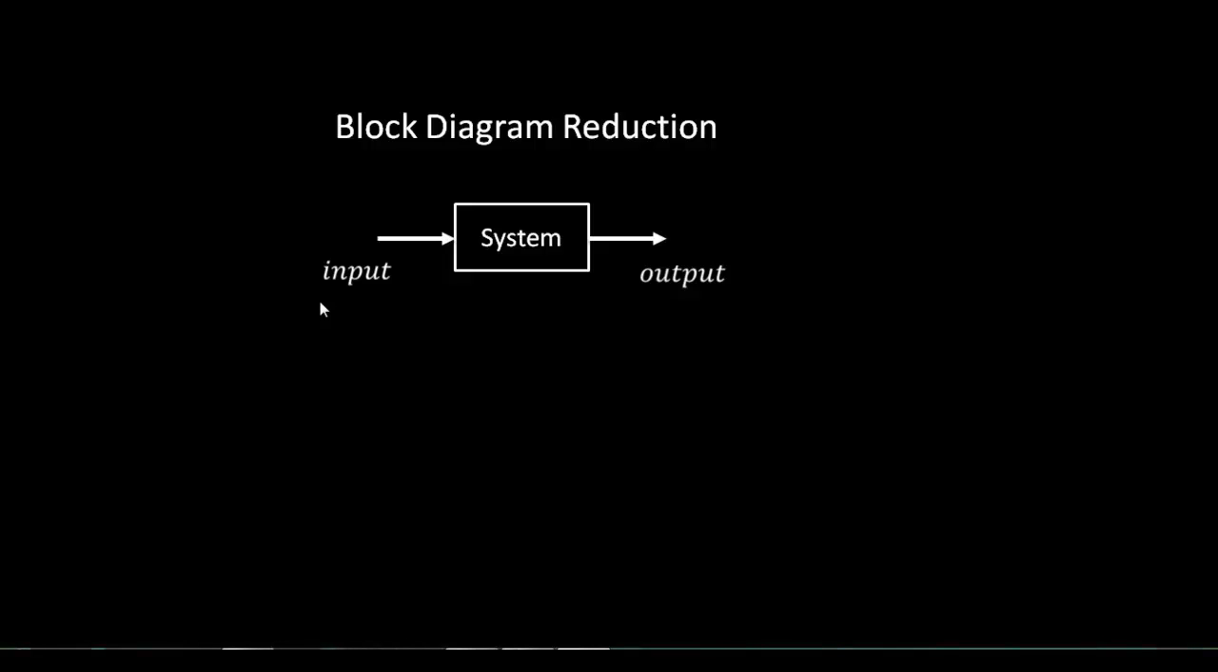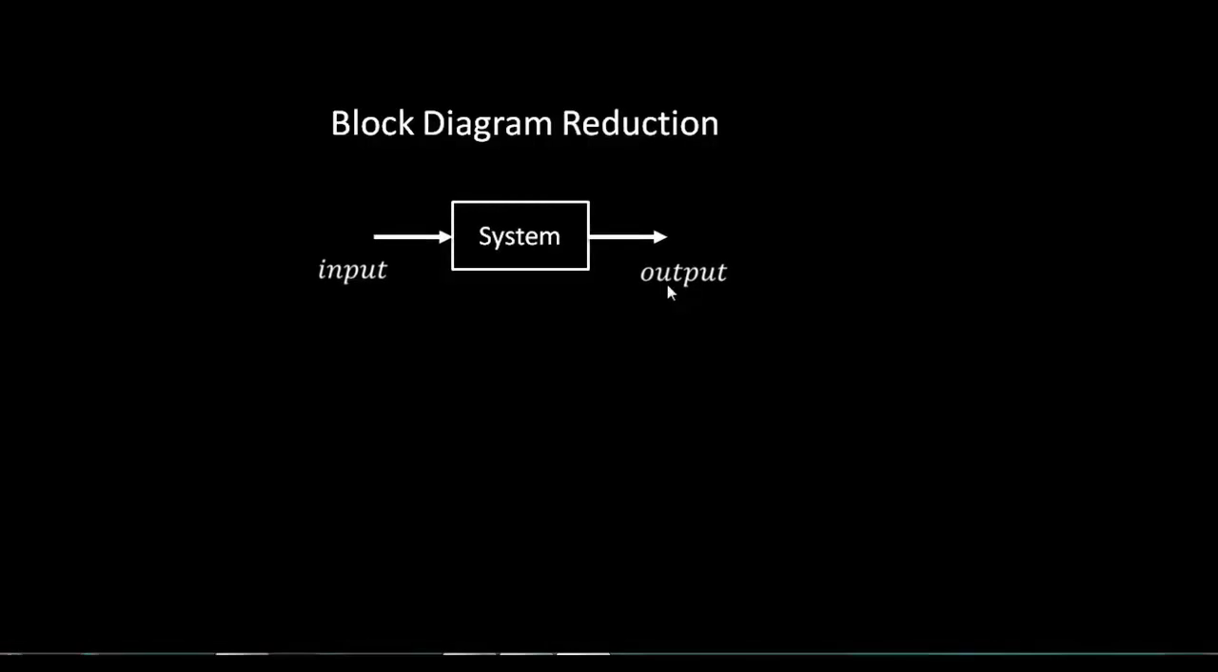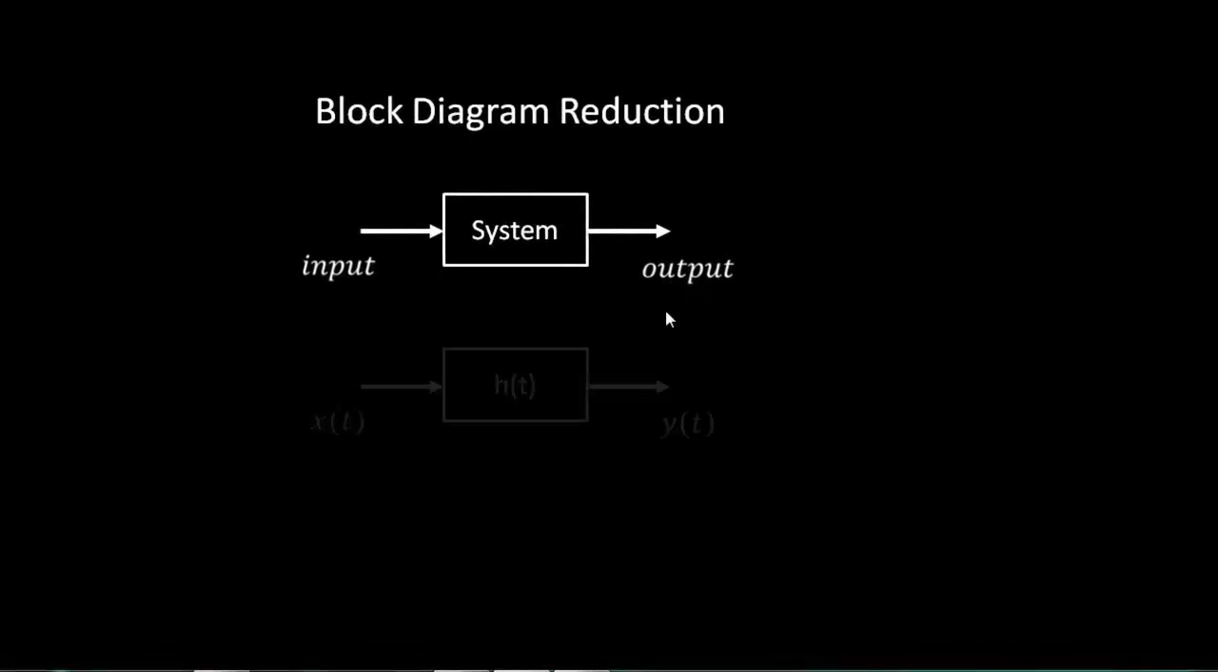For example, this is a block which is reduced. The system will have some input and some output. So when I have this, I want to represent the same thing in the form of a signal. X of t is the input signal, whereas y of t is the output signal. Now the relation between input and output is a system that is given by h of t.